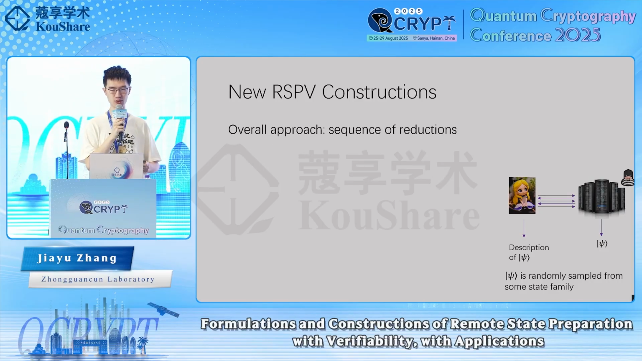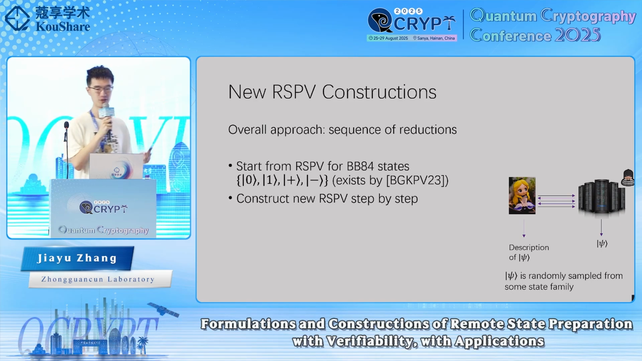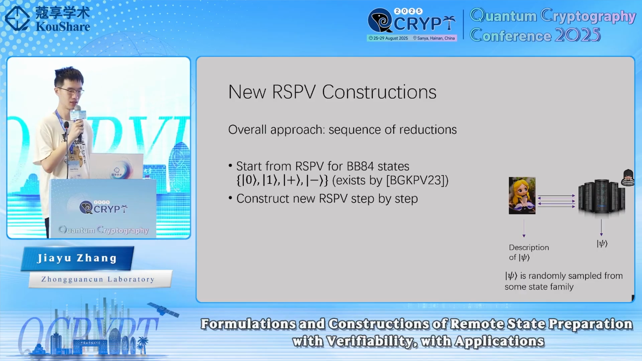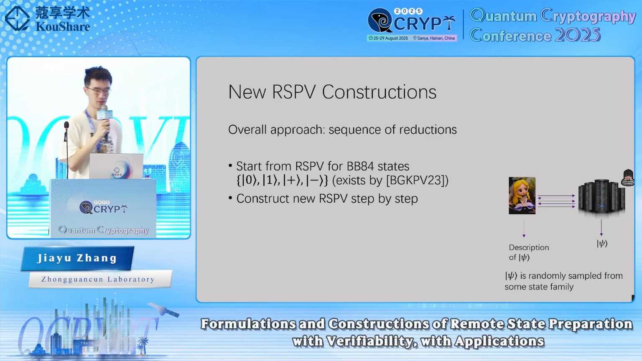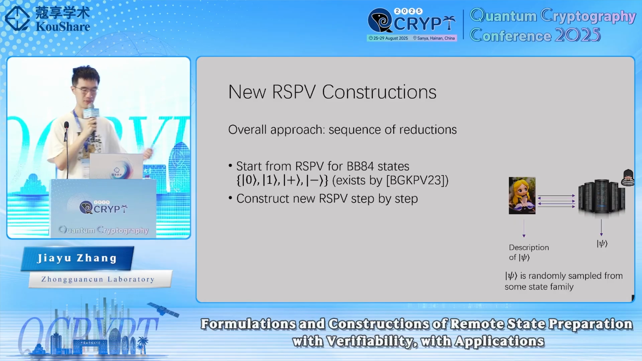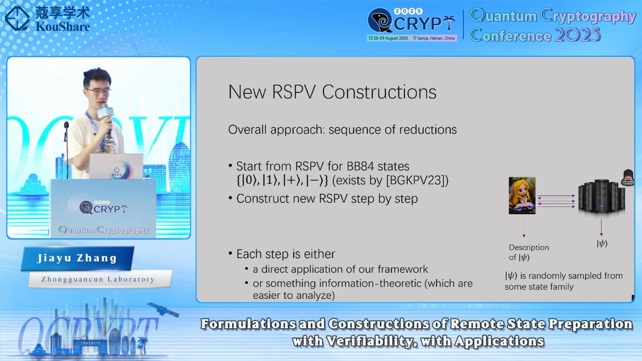So the overall approach is to give a sequence of reductions between different RSPV primitives. We start from RSPV for BB84 states, whose protocol is given in this paper from relatively weak assumptions. And starting from this RSPV, we construct new RSPV protocols step by step, where each RSPV builds on some other RSPVs that are simpler to construct. And each step is either a direct application of our framework or something information theoretic, which is easier to analyze.